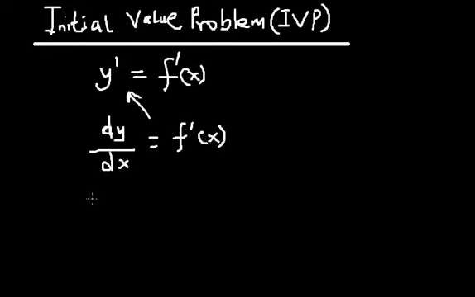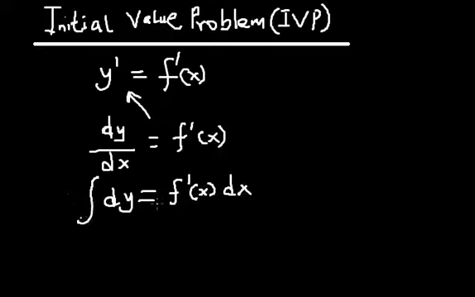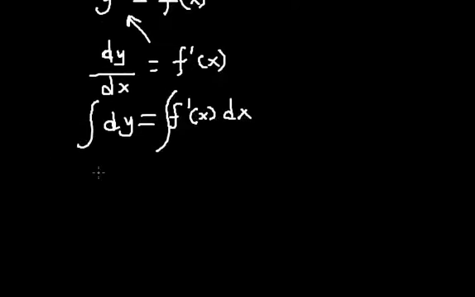So for me to solve this ODE, you know what I would do? I have to separate the variable, that is f prime of x dx. Then I have to integrate both sides. By integrating both sides, I'll have y at the left-hand side. Then when I integrate this, I'm going to have another function, let me call it g of x. Then you know very well that you must definitely introduce c.